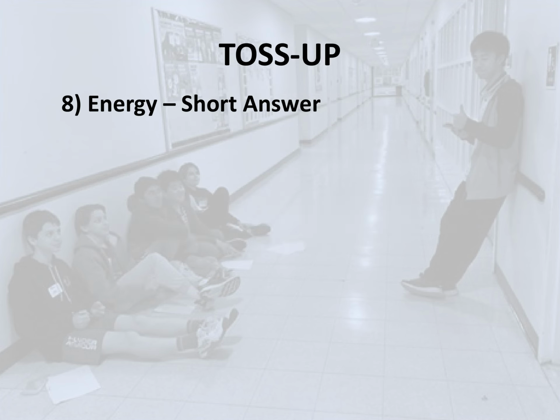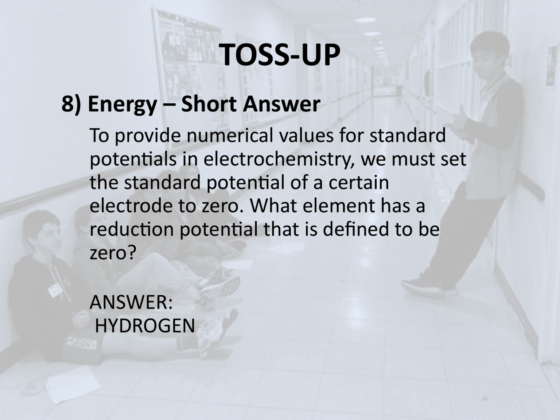Toss-up 8. Energy, short answer. To provide numerical values for standard potentials in electrochemistry, we must set the standard potential of a certain electrode to 0. What element has a reduction potential that is defined to be 0? Answer: hydrogen.